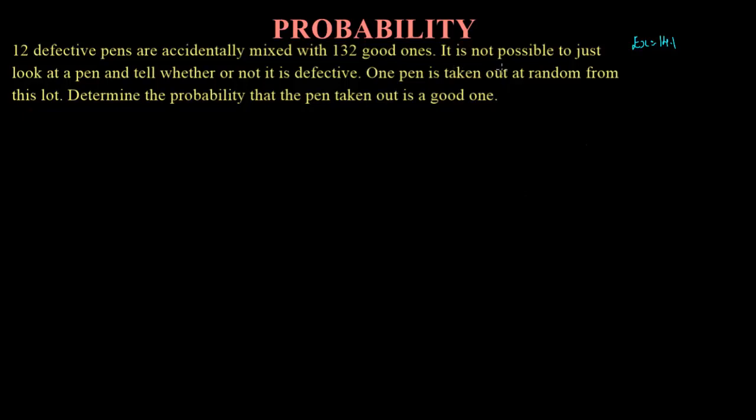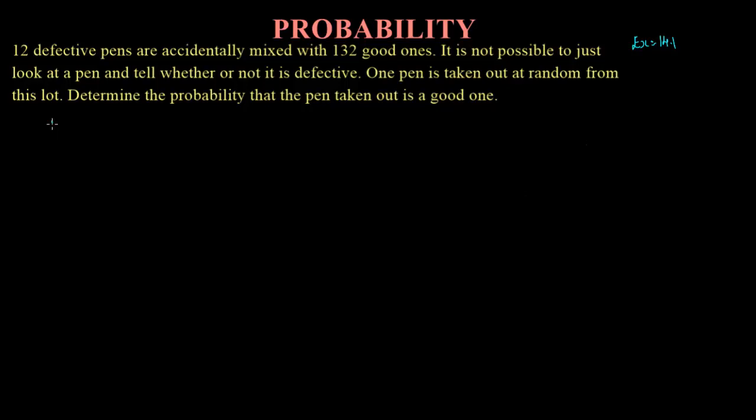It is not possible to just look at a pen and tell whether or not it is defective. So by looking at the pen, you cannot find out whether it is a good one or a defective one. One pen is taken out randomly from this lot. Determine the probability that the pen taken out is a good one. So there are 132 good pens and 12 defective pens. Both got mixed, and one pen is taken out from this lot randomly, and they are asking you to find the probability of getting a good one.